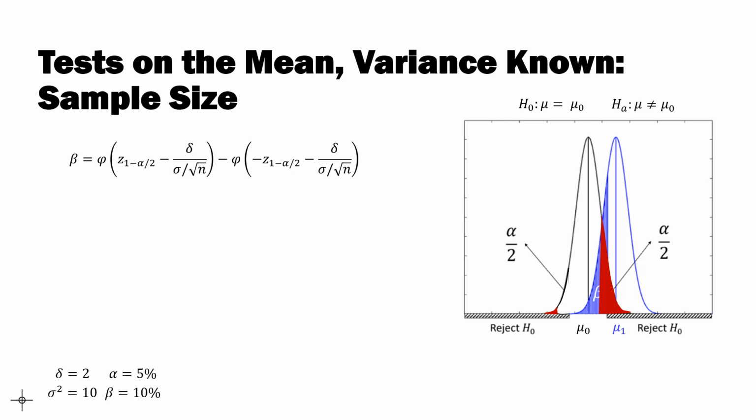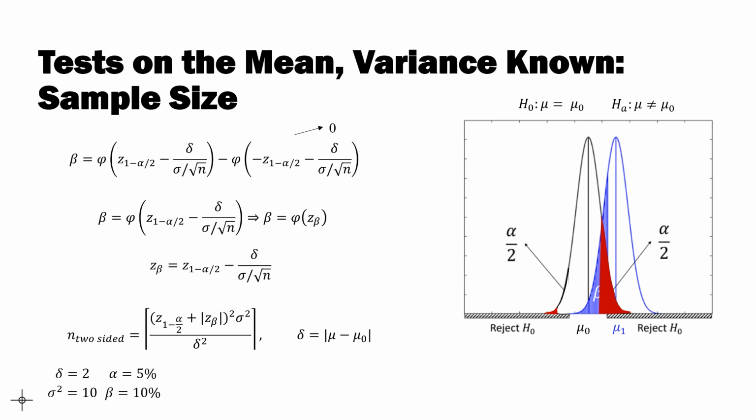Simplifying the type 2 error to the cumulative probability of z-value of 1 minus half alpha minus delta divided by sigma over square root of n, we can find the optimal sample size for a two-tailed test as the square of the summation of z-values of desired beta and 1 minus half alpha multiplied by sigma squared and divided by delta squared. Please remember delta measures how far the actual and hypothesized means are. For example, the sample size for a two-tailed test to guarantee alpha of 5% and beta of 10% when delta is 2 and the variance is 4 is 11.